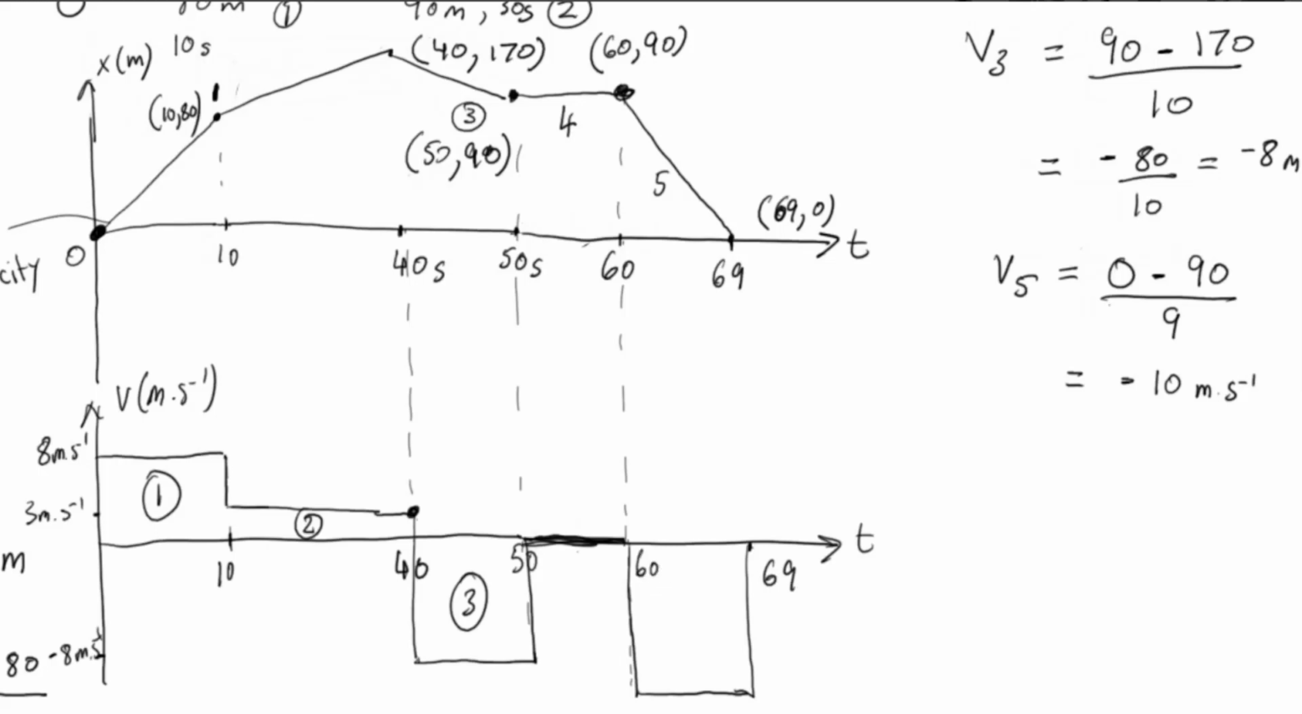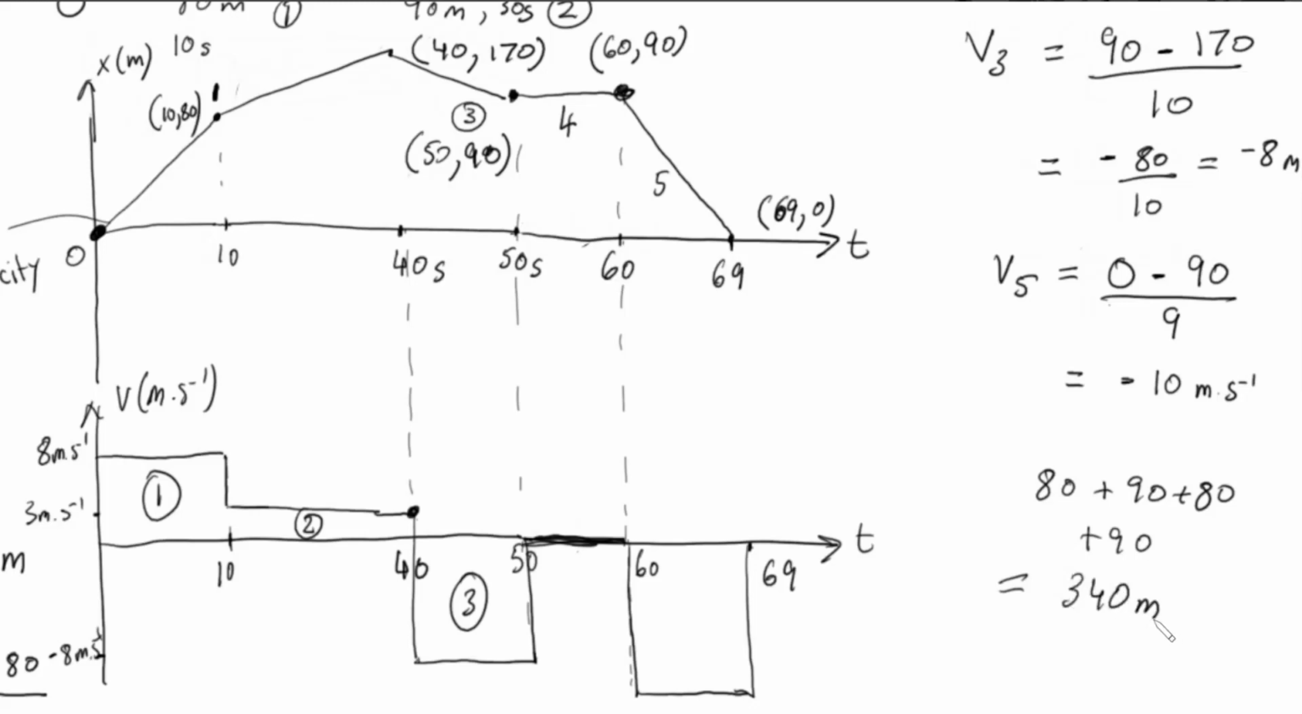Now, just out of curiosity, what would the distance covered be? Well, if we just add all the distances he runs, then we get 80 plus 90 plus 80 plus 90 again to give us the total distance he runs, which is equal to 340 meters.